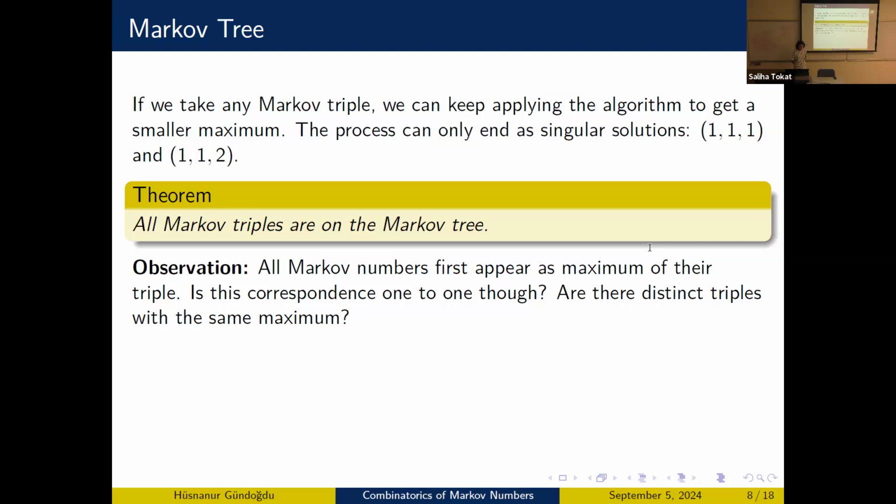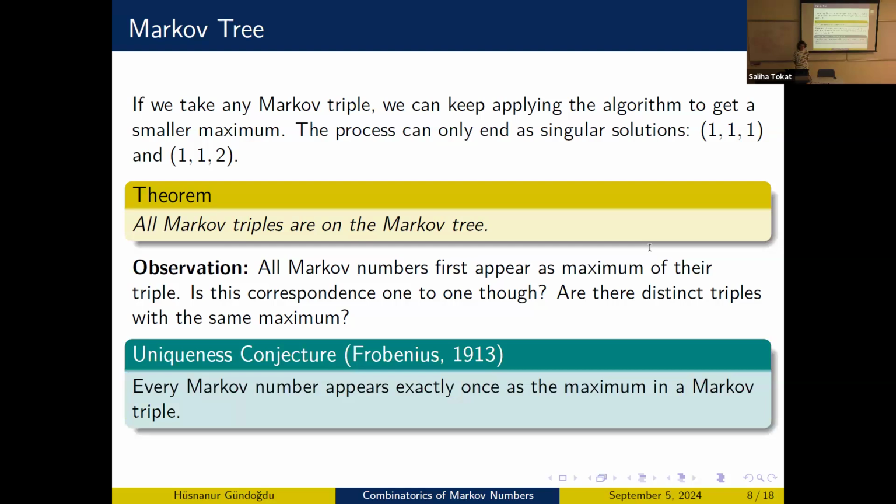That's the question Frobenius asked in 1930. The Uniqueness Conjecture, which has been unsolved for 100 years, says every Markov number appears exactly once as the maximum in a Markov triple. Now let's change.